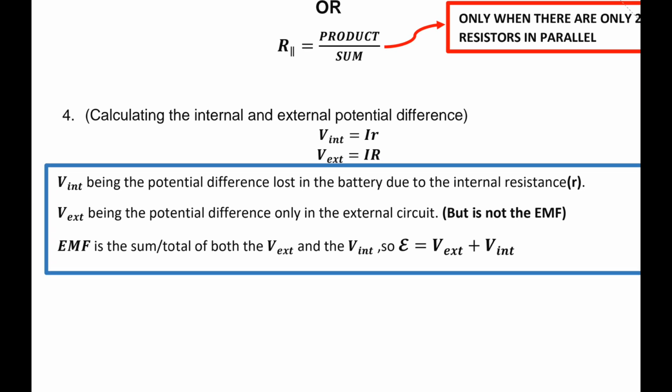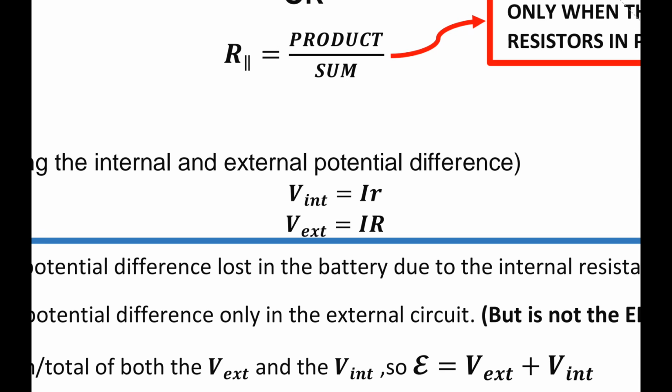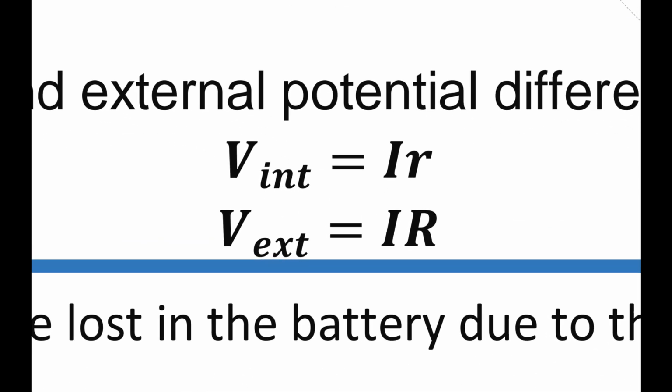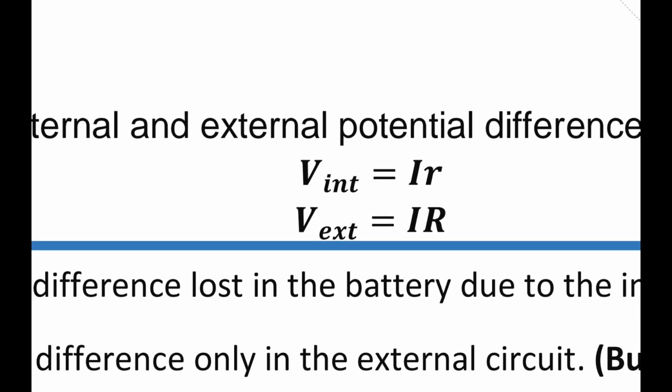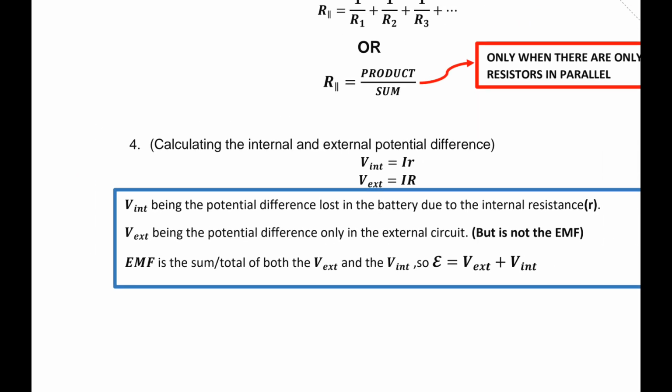So for calculating internal and external potential difference: V internal is the voltage inside the circuit, and V external is the voltage outside the circuit. V internal equals I times small r, because it's the internal resistance. V external equals I times capital R, because capital R is the external resistance. You need to make sure you remember this, because if you make mistakes, you will get everything wrong.